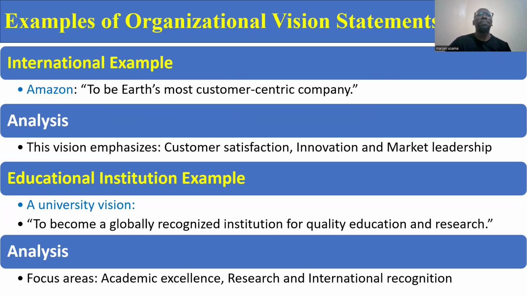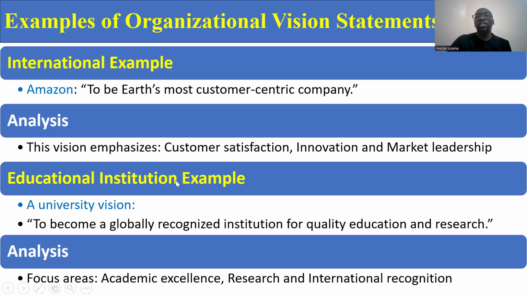Now, these are some samples of vision. For example, the vision of Amazon is to be Earth's most customer-centric company. So this vision emphasizes customer satisfaction, innovation, and market leadership. We have two types of businesses. There are some businesses that are involved with the product. Some businesses give service. So this element should be reflected in your vision, whether it is customer centric or product centric.